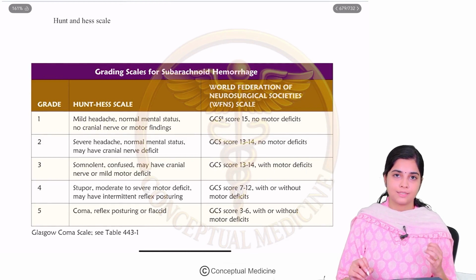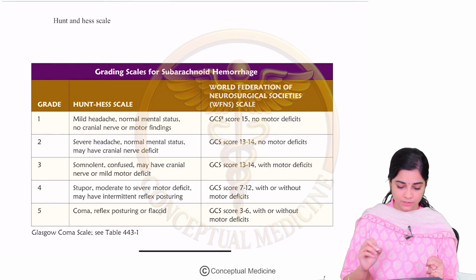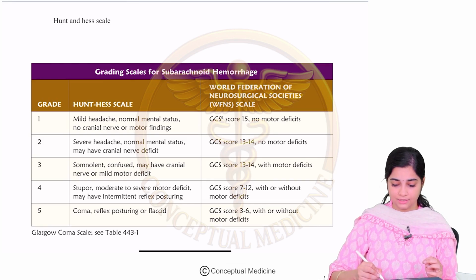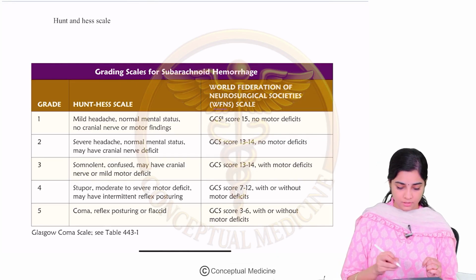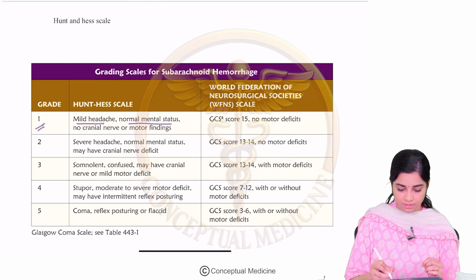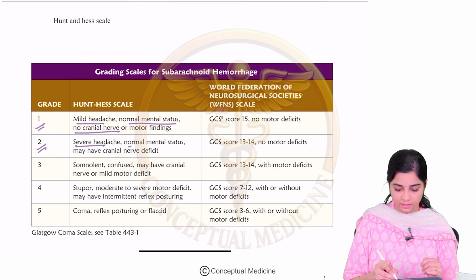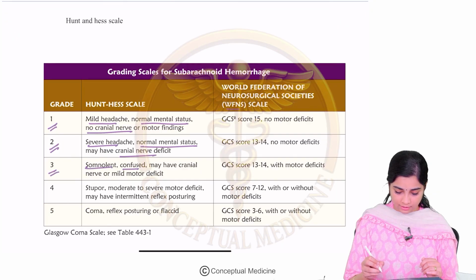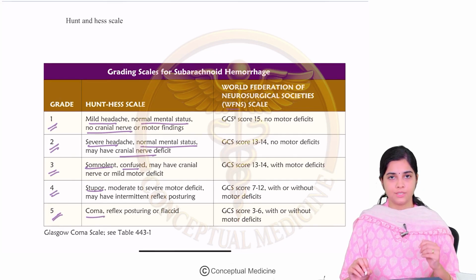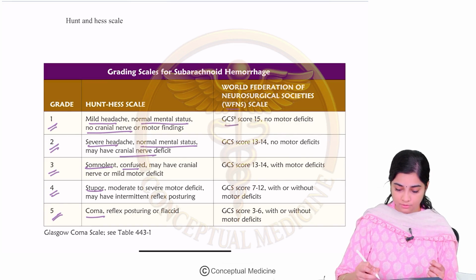Now, how do you assess for your subarachnoid hemorrhage? There are some grading scales which have been proposed for your SAH. The first is your Hunt and Hess grading system, and the other is your WFNS, or the World Federation of Neurosurgical Societies scale. Grade 1 is mild headache, normal mental status, no cranial nerve involvement. Grade 2 is severe headache, normal mental status, may have cranial nerve deficits. Grade 3 is somnolent and confused. Grade 4 is stupor. Grade 5 is coma with posturing. So this is about your Hunt and Hess scale, and the WFNS scoring system takes into account your GCS.